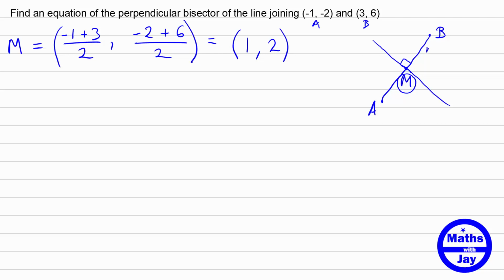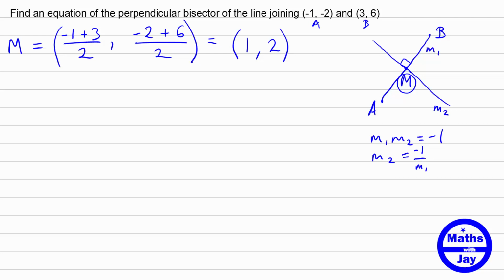Now you're probably used to using the notation of a little m for gradient, so let's say the gradient of our original line joining the given points is m1, then the gradient of the line that we want is m2. I guess you know this formula that if we've got two lines that are perpendicular to each other, the product of their gradients is going to be -1. So we should be able to write down the gradient of the line that we want in terms of the gradient of the line we're given. In other words, m2 is -1 over m1.